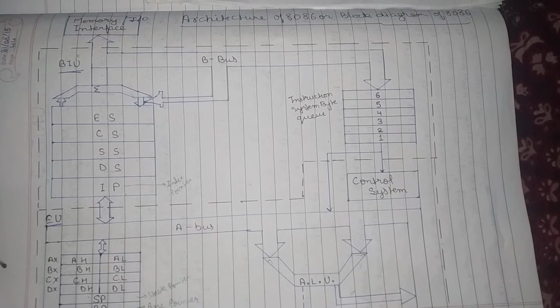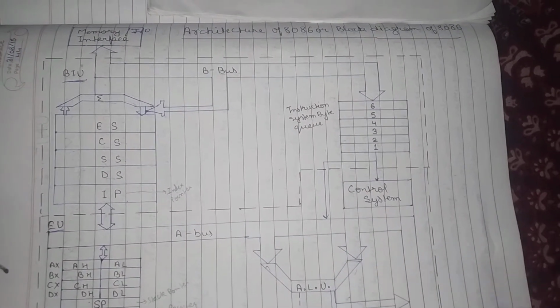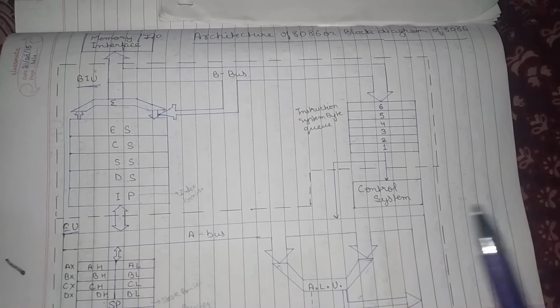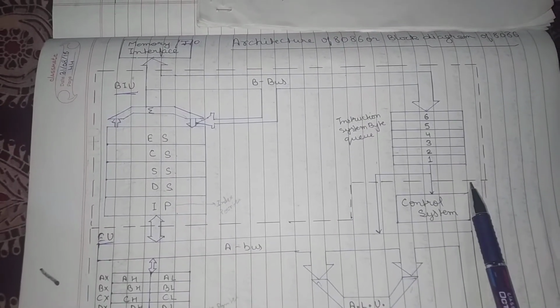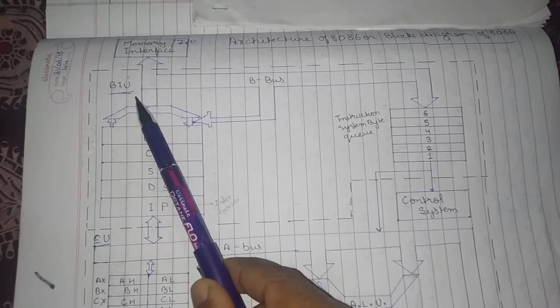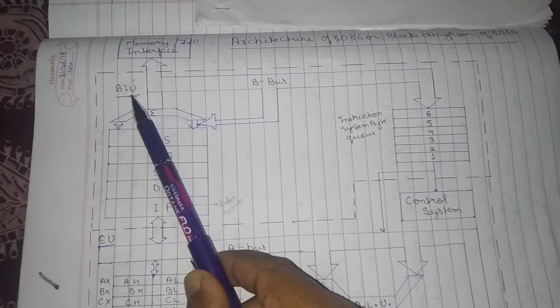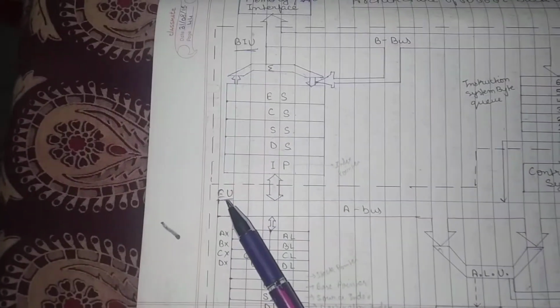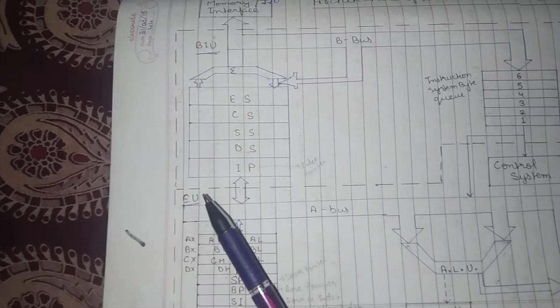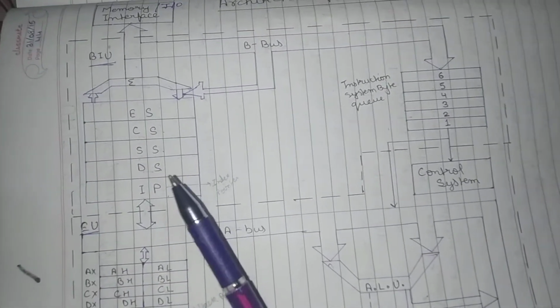This is the architecture of 8086. From this architecture, we can see that this dotted line divides the architecture into two parts. The upper part is the bus interface unit, that is BIU, and the lower part is the execution unit, that is EU. First we will discuss the bus interface unit.